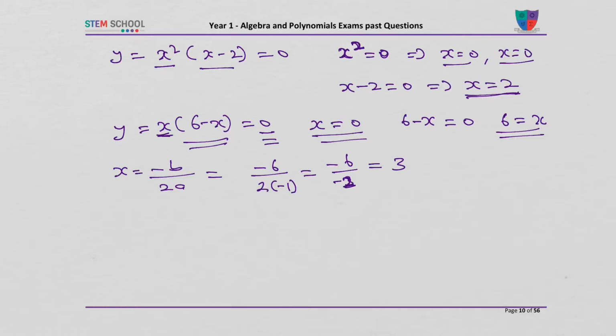So when x is 3, what is y? Y will be, put it back in there, that would be 3 into bracket 6 minus 3, and that gives 9. When x is 3, y is 9. So those are the points we're going to be using. What's the next one I'd like to look at?